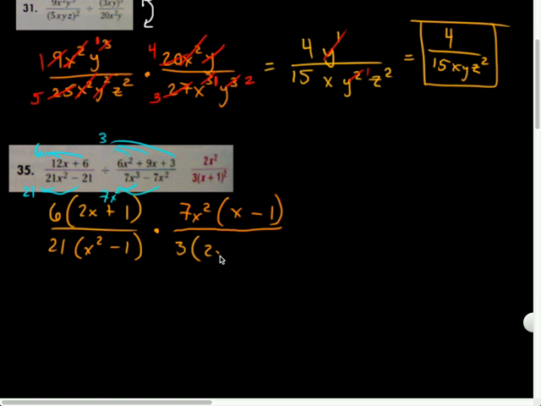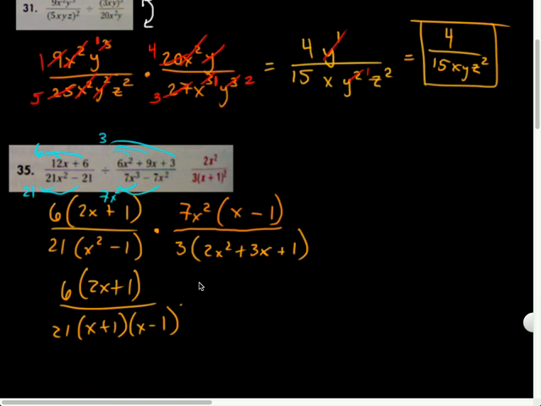3 times 2x squared plus 3x plus 1. So, there are 2 more things I can still factor, to factor completely. One of them is this guy right here. What can I do with that? Yep. So let's see. I'm just going to duplicate this real quick. And this up top is the same, 7x squared times x minus 1. There we go. And we'll have 3 times, and I think we'll end up with 2 sets of parentheses here.